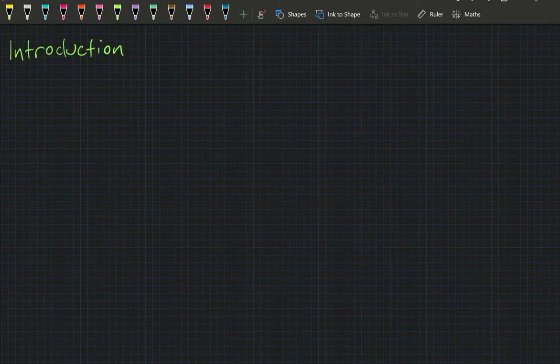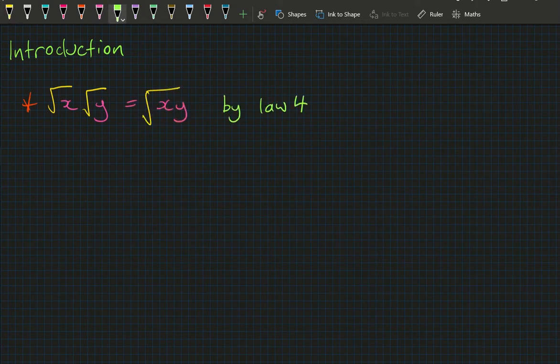For this topic, there's only a few concepts you need to know, and we've already covered them. So let's write them down now for those of you who need to take notes. So the first thing to remember is that the square root of x times the square root of y is equal to the square root of x times y. And that's just by using index law 4, because we already understand that the square root is just raised to the power of a half. So that's the same as saying x to the power of a half times y to the power of a half is equal to x times y to the power of a half.